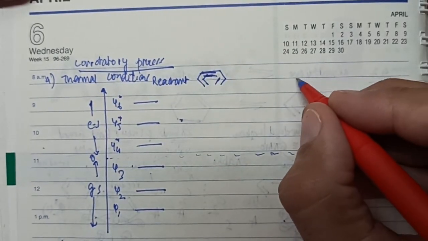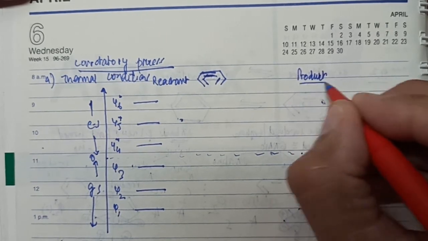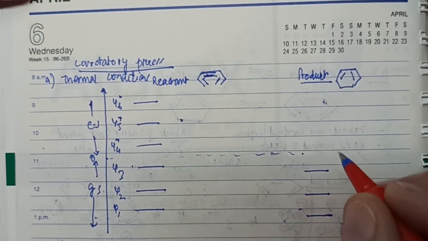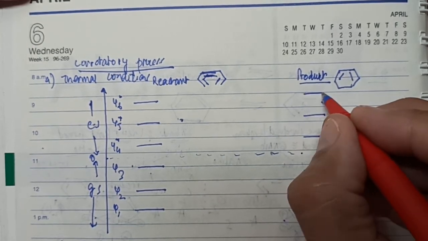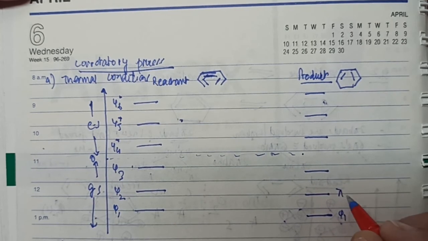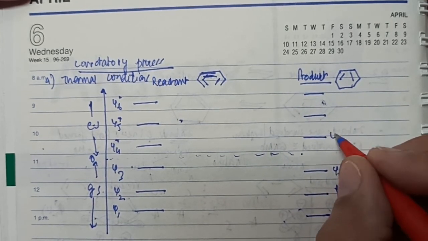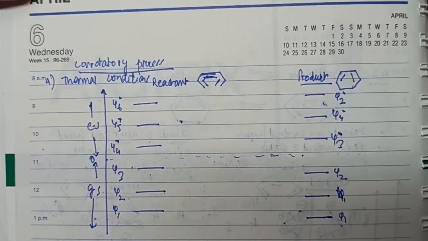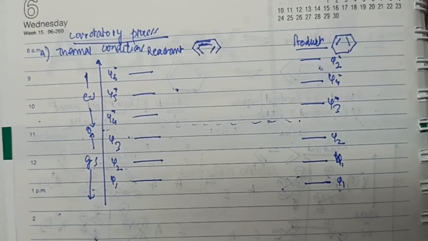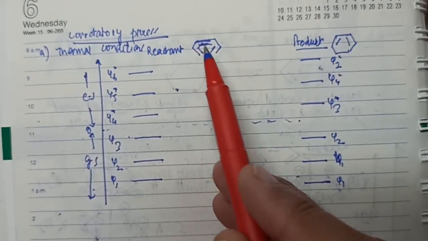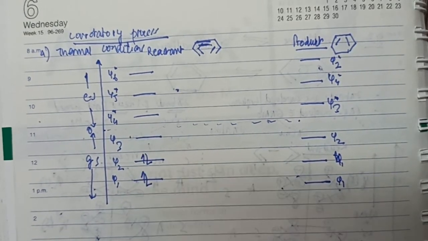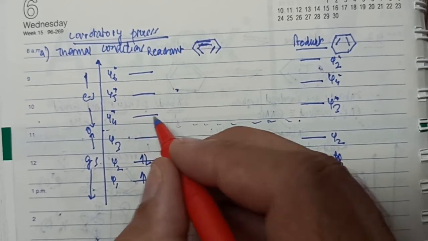And on the product side, what was the product? Product was cyclohexadiene. On the product side, we have phi 1, psi 1, psi 2, psi 3 star, psi 4 star, and phi 2 star. If you are talking about the thermal conditions, we have to accommodate 6 electrons of the reactant and 6 electrons of the product. First 2 will go to psi 1, next 2 will go to psi 2, and the next 2 will go to psi 3.